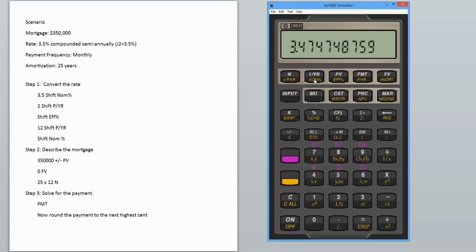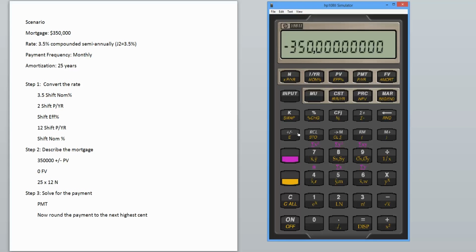So the J12 rate is 3.474748759. That means that rate is equivalent or the same as J2 equals 3.5%. Now that the calculator has that information properly stored in it, we're going to describe the mortgage to it. We're going to enter $350,000. We're going to put a plus minus on this number and then enter that as the present value.